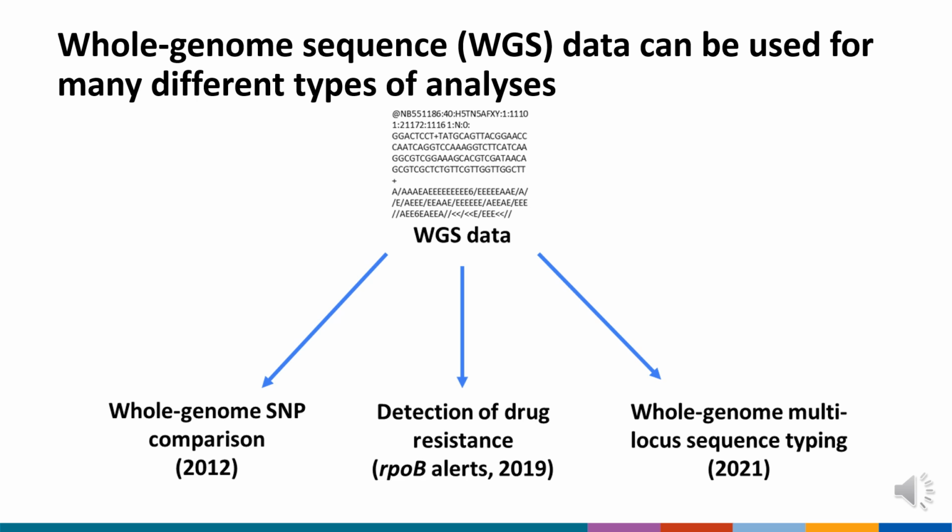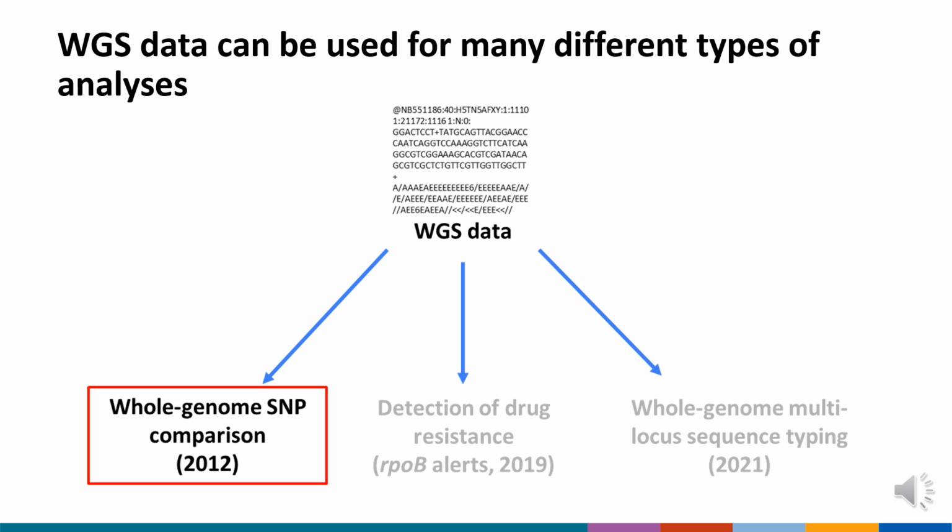Whole genome sequence, or WGS, data can be used for many different types of analyses that serve different purposes. CDC began using WGS data for whole genome SNP comparison of isolates in genotype matched clusters in 2012. Use of WGS data to detect mutations in the RPOB gene that confer resistance to rifampicin began in 2019. And starting in 2021, we will begin using the WGS data for whole genome multi-locus sequence typing, which is a genotyping scheme that will replace genotype for cluster detection and alerting. This training module will focus on how WGS data is used for whole genome SNP comparison.